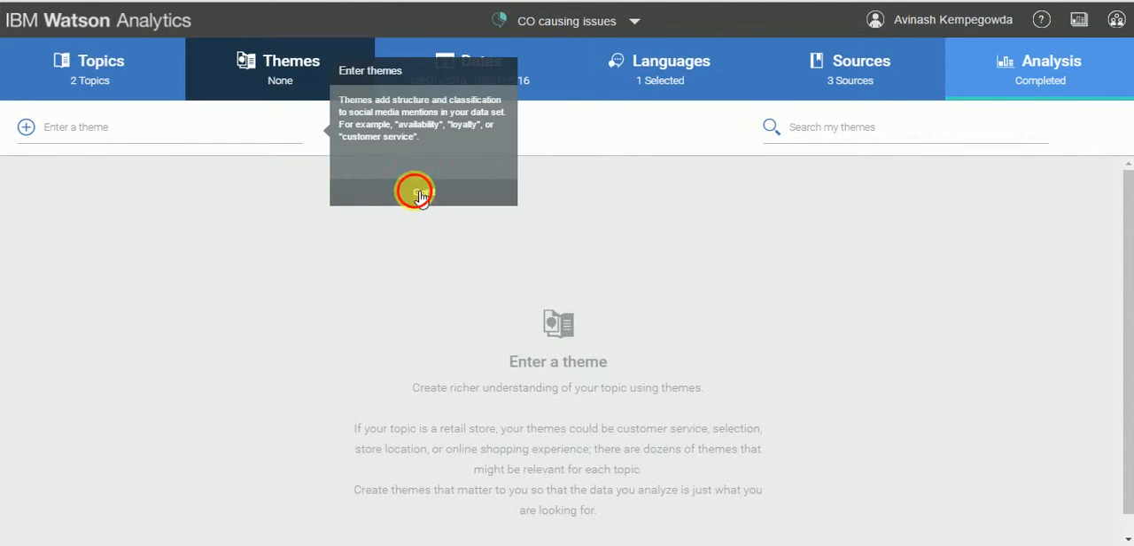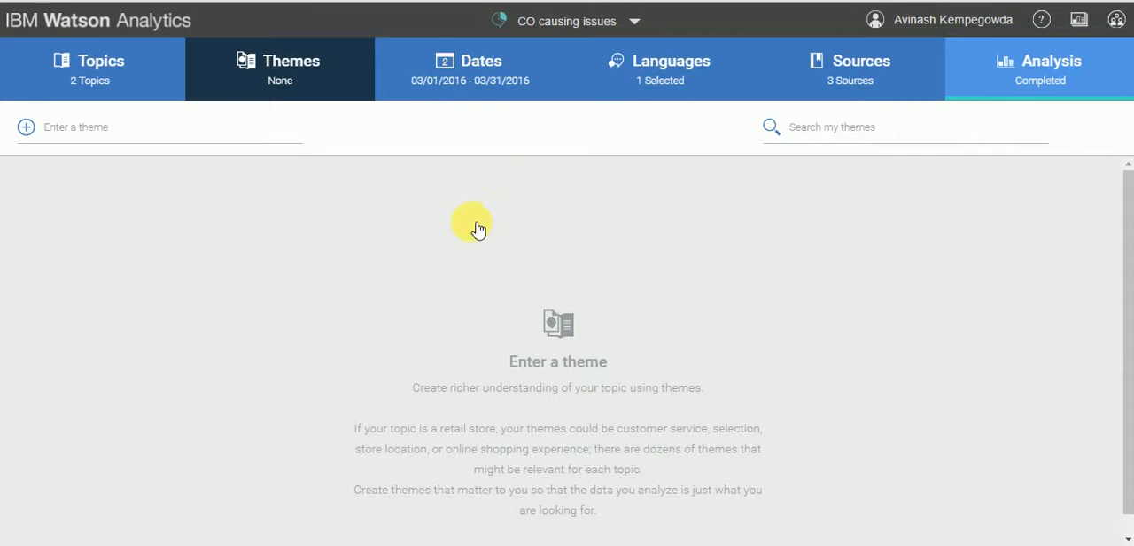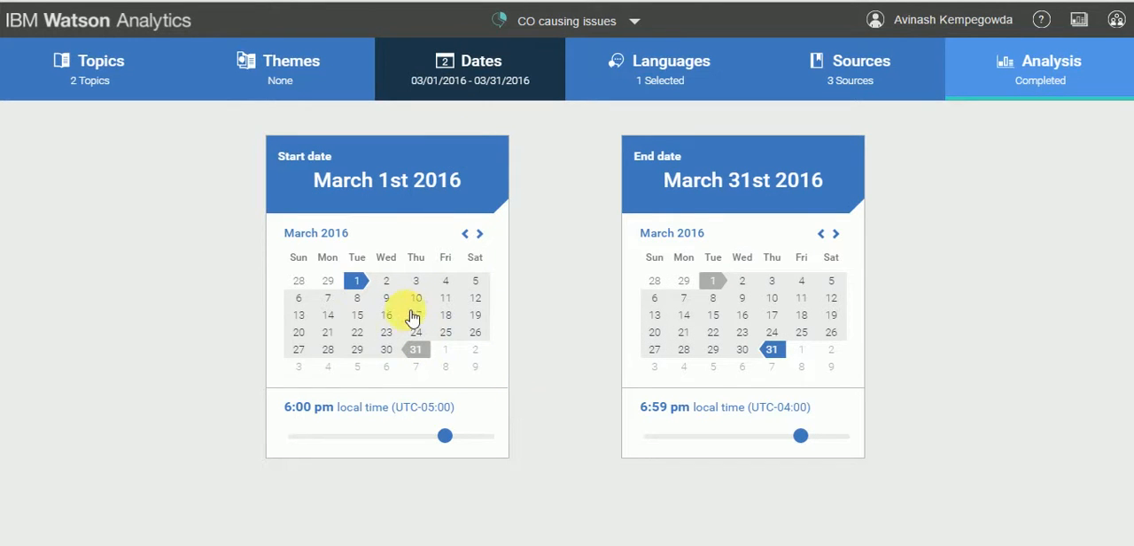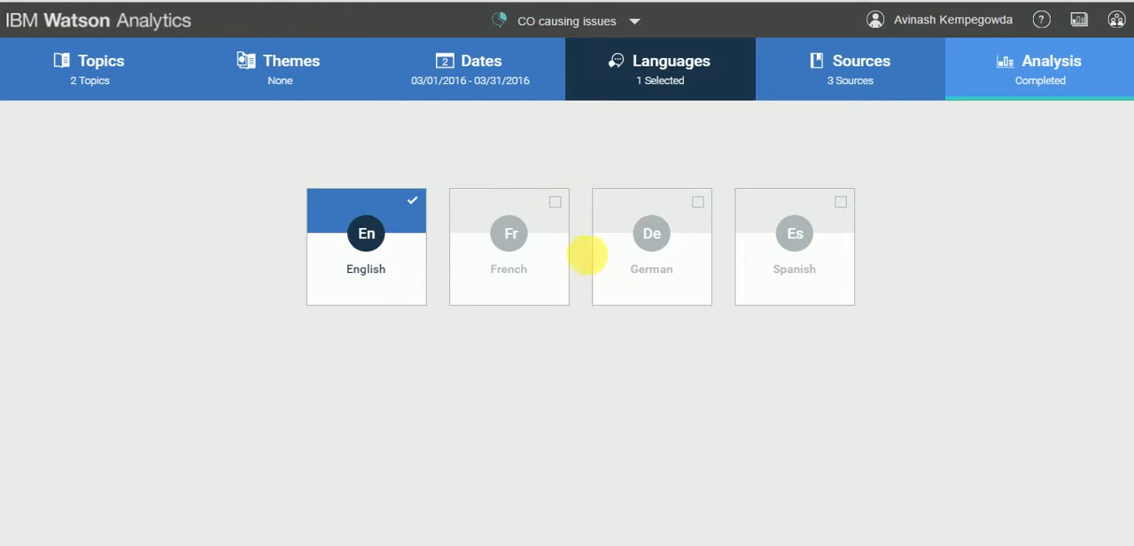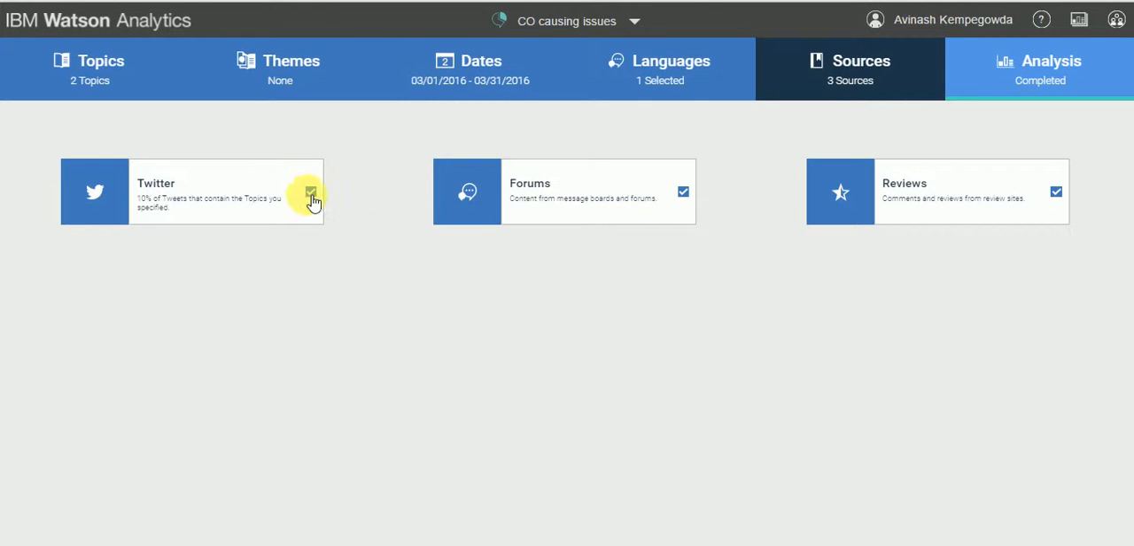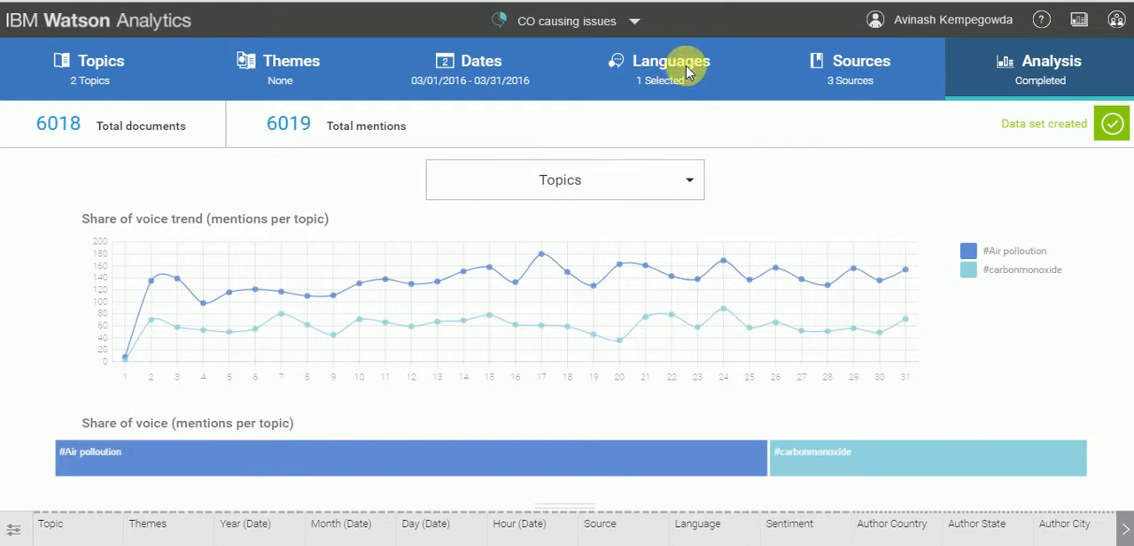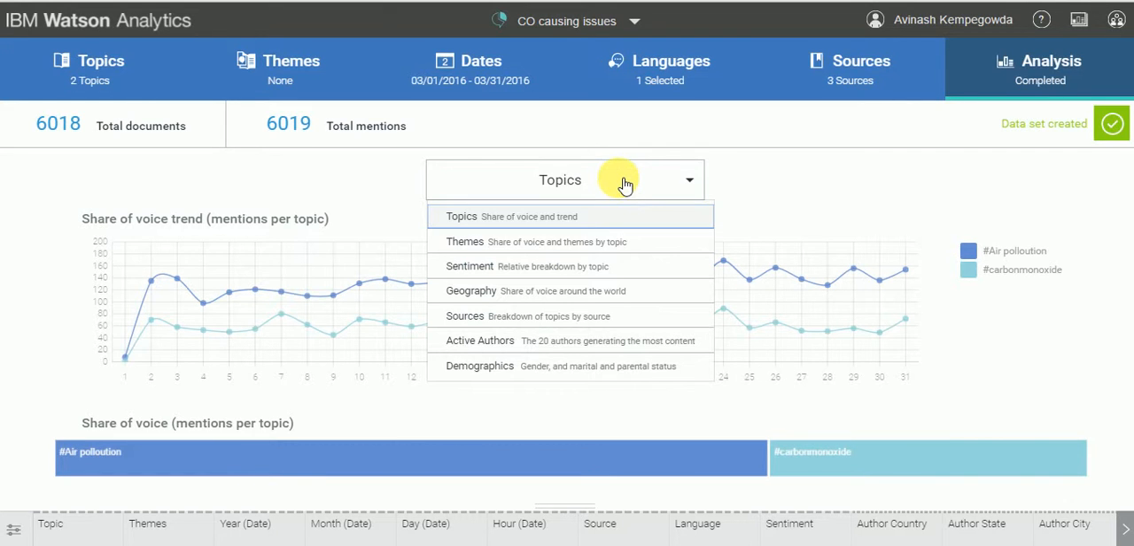As I said, themes also can be included, and I am plotting this for the date duration from March 1st, 2016 to March 31st, 2016, and the language I have chosen is English. Sources I have selected all. Moving to analysis, I have completed doing this here. We can see that the dark blue color indicates air pollution and the light blue color indicates carbon monoxide, and the rate of the graph we can see.